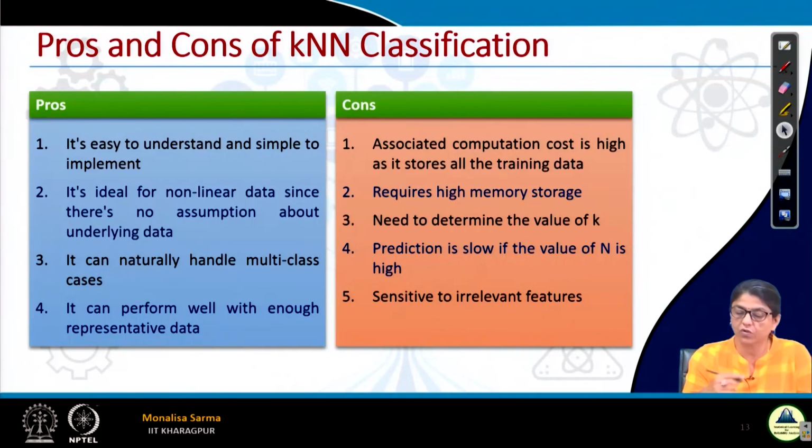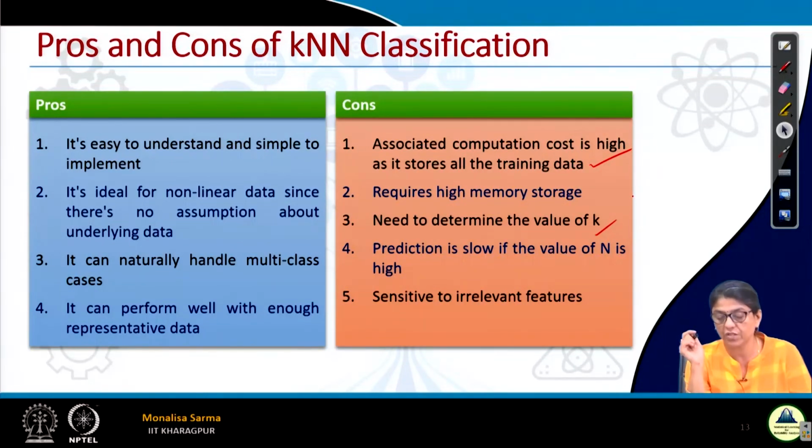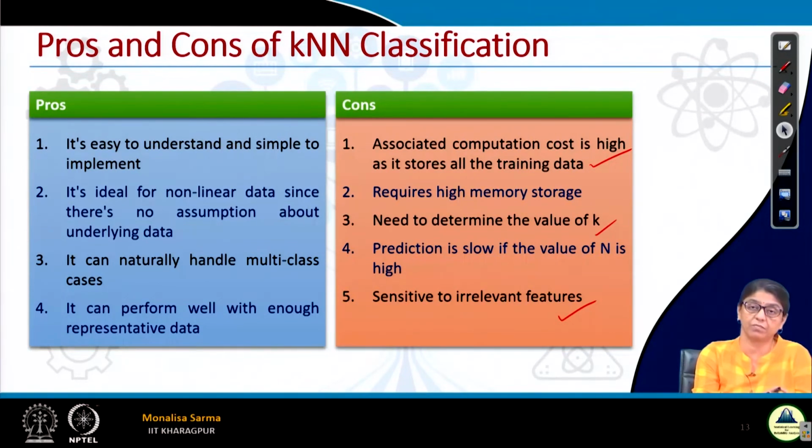Then what are the cons? The associated computation cost is high as it stores all the training data. It has to store all the training data and find the Euclidean distance to all the training data, so its computation cost is very high. It requires high memory storage, we need to determine the optimal value of k, prediction is slow if the value of n is very high, and it is sensitive to irrelevant features. Sometimes some classes have some irrelevant, very uncommon features. The bad thing is that it becomes very sensitive to those irrelevant features also. We consider those irrelevant features important.